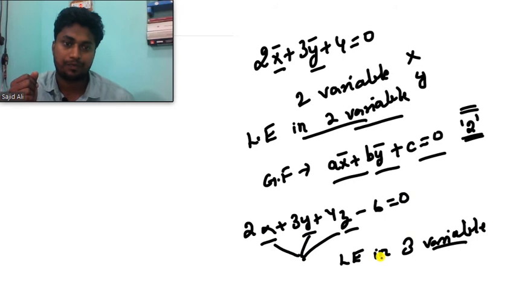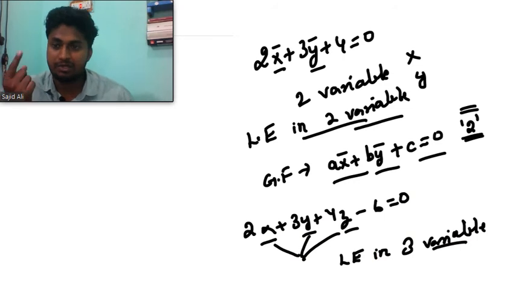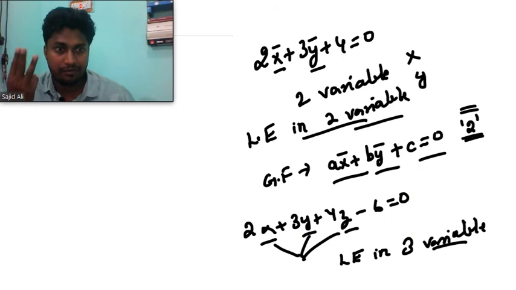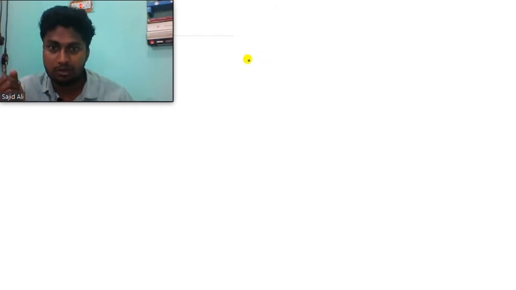I hope you have understood the difference between linear equations in one variable, two variables and three variables. Most of you might have a confusion about variables, right?